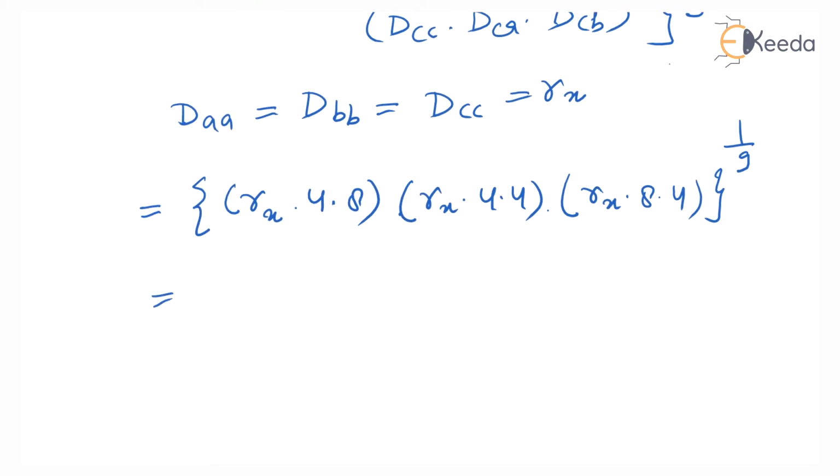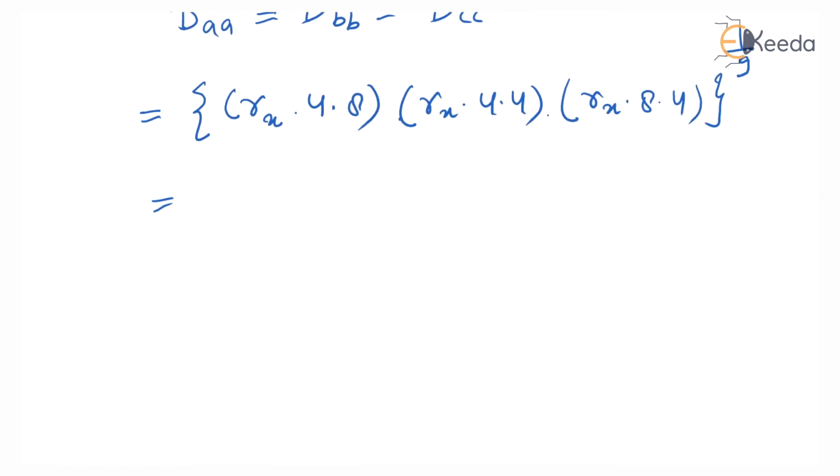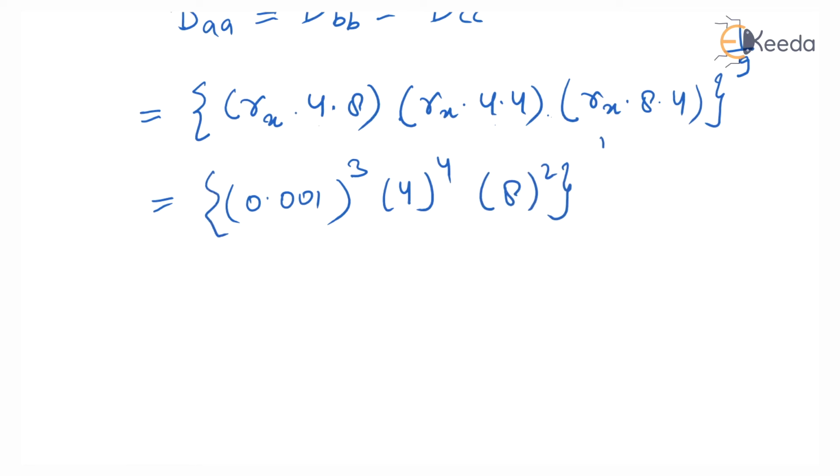So this is equal to, we know the value of Rx. Rx is equal to 0.001. So 0.001 cube, because Rx into Rx into Rx, into 4 to the power 4, and 8 to the power 2, whole to the power 1 by 9. So this is equal to 0.294 meter.